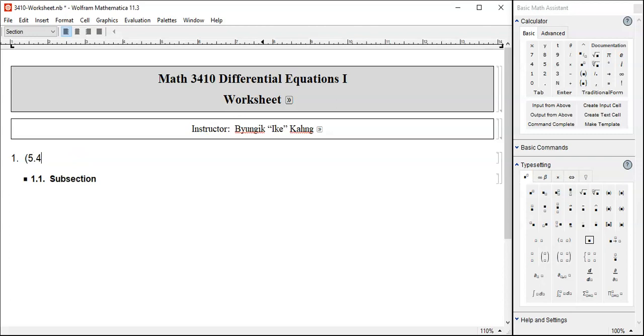So from 5.4, let's select problem, let's see, 5, 7, 9. I don't want to exhaust any of those problems, so let me select something similar. Number 8.